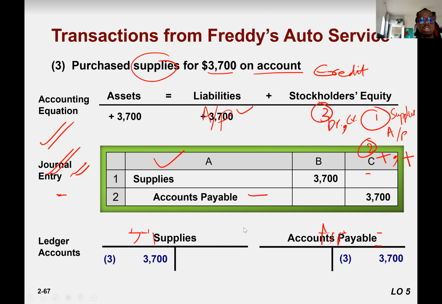So we post it. So D means debit, C means credit here. So just a column name. Here it is debit, here this is credit.